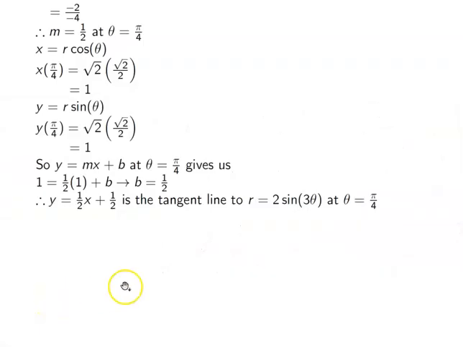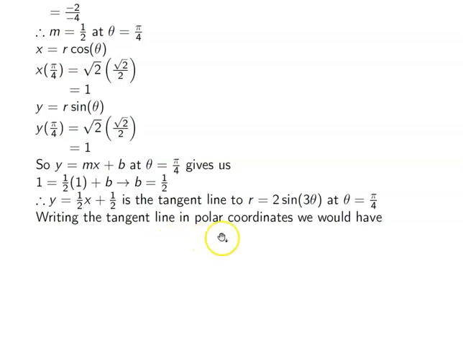Back here in the presentation, let's go ahead and write the tangent line in polar coordinates. So for y, we would have r sine theta. My m is still 1/2. My b is still 1/2, but my x, I guess I should refer here. My x is r cosine theta. So we know what r is. r is a function here, 2 sine 3 theta. But for r here, we're going to use the standard value for r, because we're not using our function anymore, right? We're just having some r.